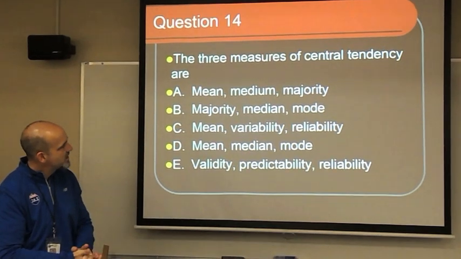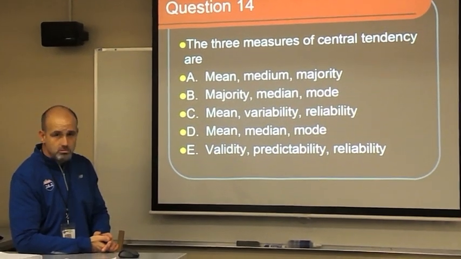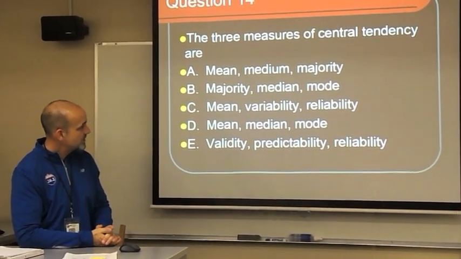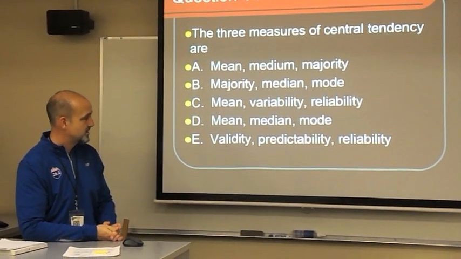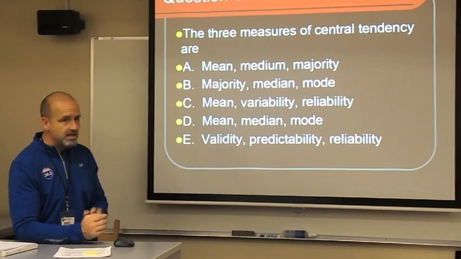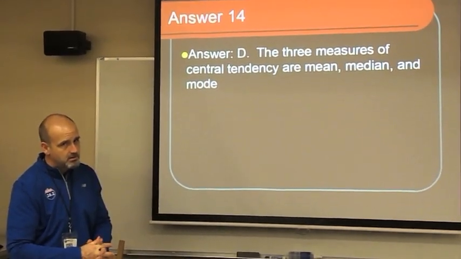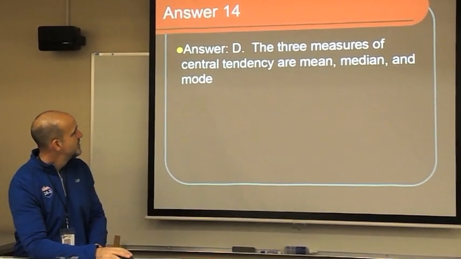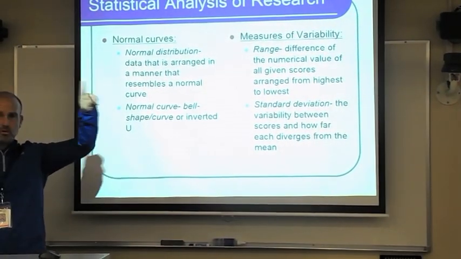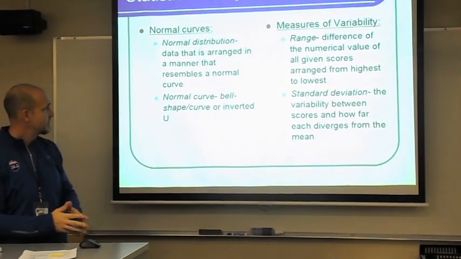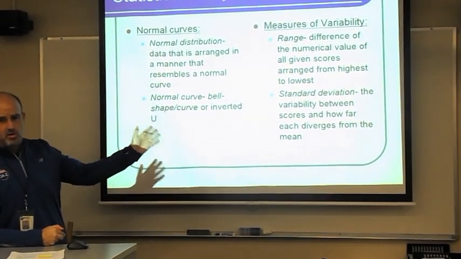Now, question. Measures of central tendency are A, mean, median, majority. B, majority, median, mode. C, mean, variability, reliability. D, mean, median, and mode. E, validity, predictability, and reliability. Nice rhyme. But the answer is letter D. Again, mean is average, median is the number right in the middle, and mode is that number that appears the most. Now, continuing with stats, normal curves is your normal distribution. It's a nice little bell curve. Okay? Now, measures of variability, range, is your number from lowest to highest.